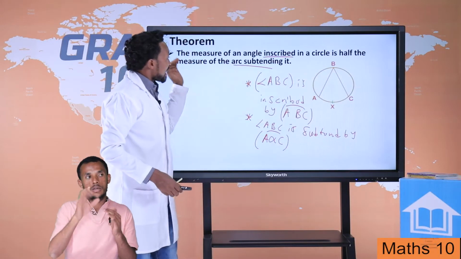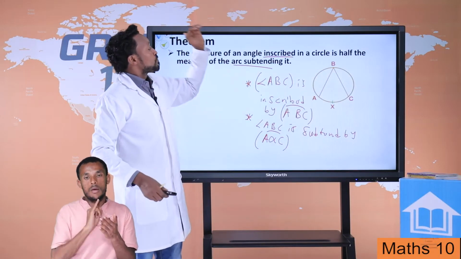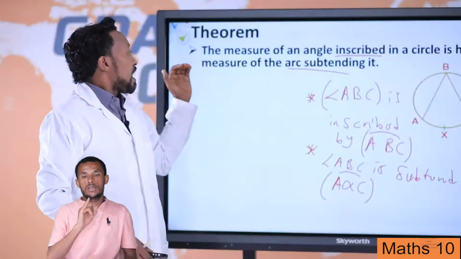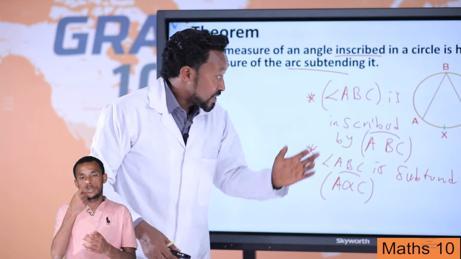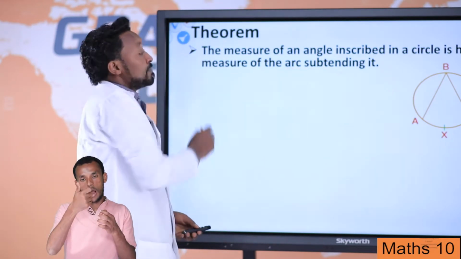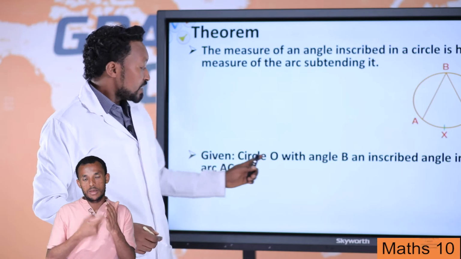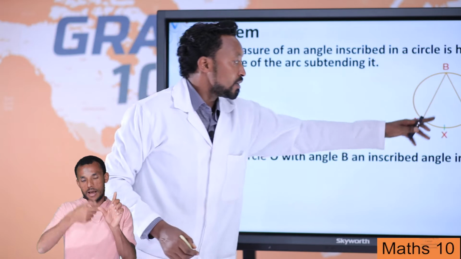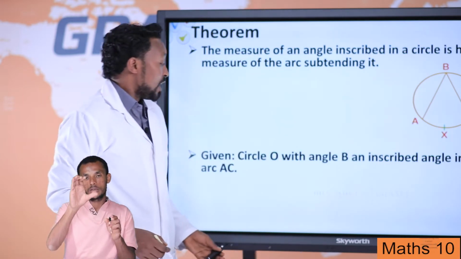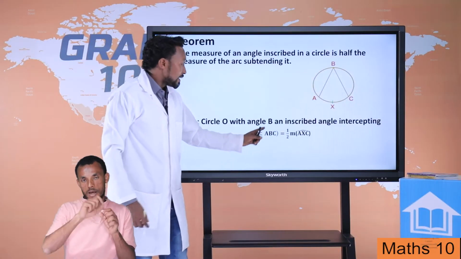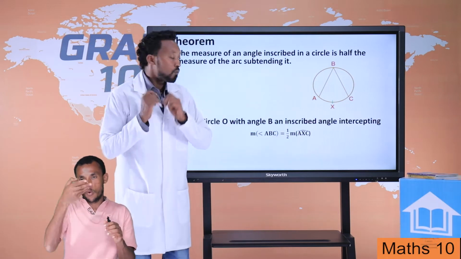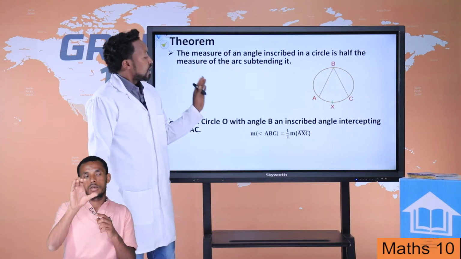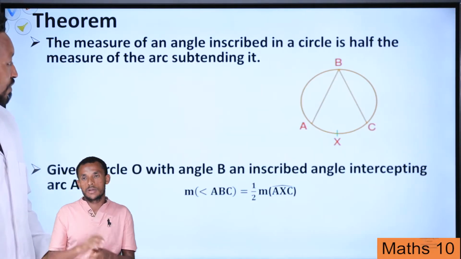Therefore, the idea of this theorem is that the angle inscribed in a circle is half of the measure of the subtending arc. Given center O, inscribed angle B and intercepted arc AC, or AXC is the intercepted arc. Therefore, the measure of angle ABC is half of the measure of the intercepted arc AXC. This is the idea of the first theorem.